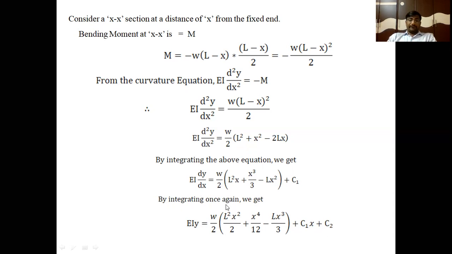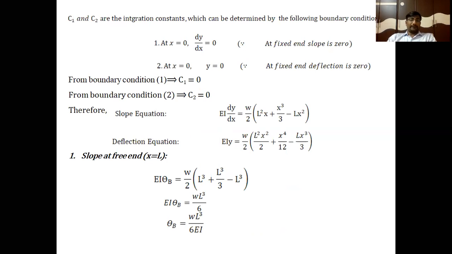Similarly, as in the previous case, we will get the integration constants by substituting the boundary conditions. The boundary conditions are the same for a cantilever in every problem. C1, C2 are the integration constants, which can be determined by the following boundary conditions. At x is equal to 0, slope is 0, dy by dx is 0. At x is equal to 0, deflection is also 0. These are the fixed end boundary conditions for a cantilever beam. You have to remember that. At a fixed end, both slope and deflection are 0. At the fixed end, the x value is 0.